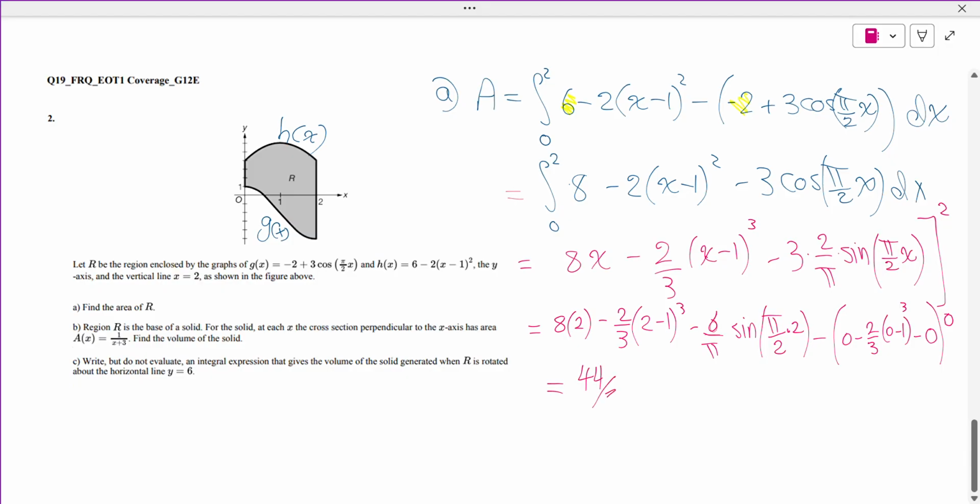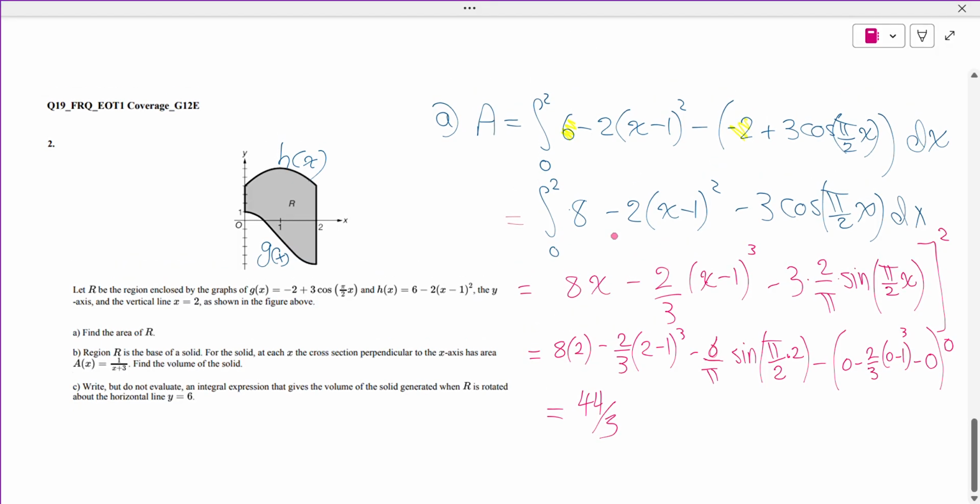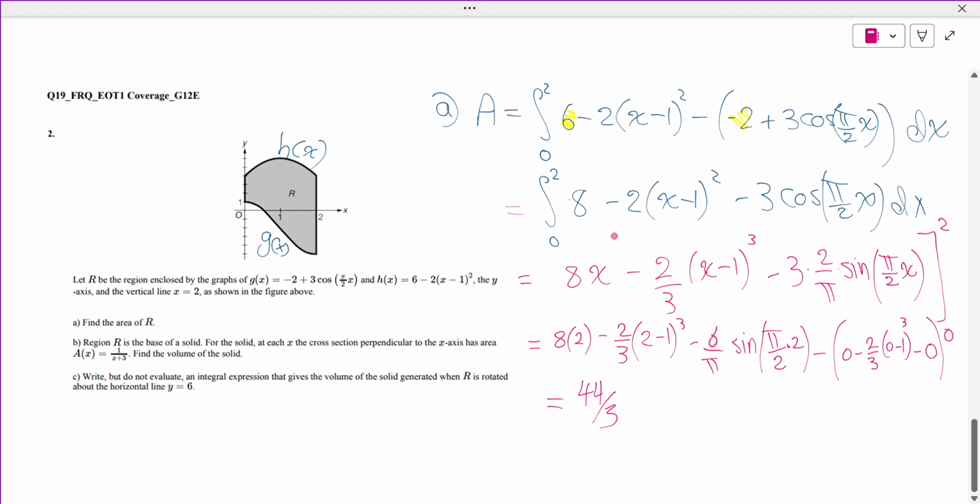44 over 3. This is part A. Okay, so for the second part, it says region R is the base of a solid. This is a slicing method for the solid, in which the cross section perpendicular to the x-axis has an area of 1 over x plus 3. So here the area is given, which makes it much easier for us, because the question says find the volume of the solid.